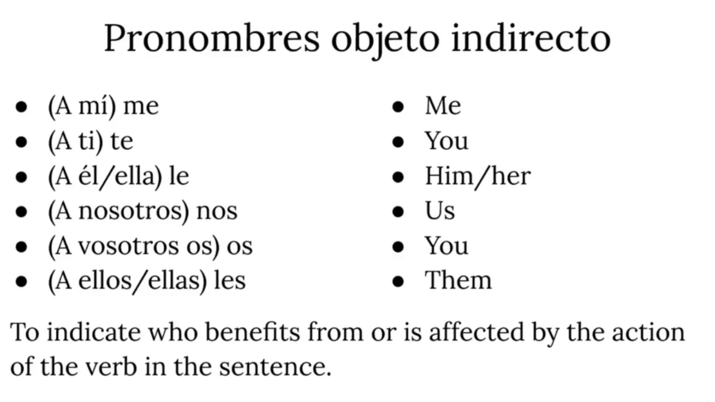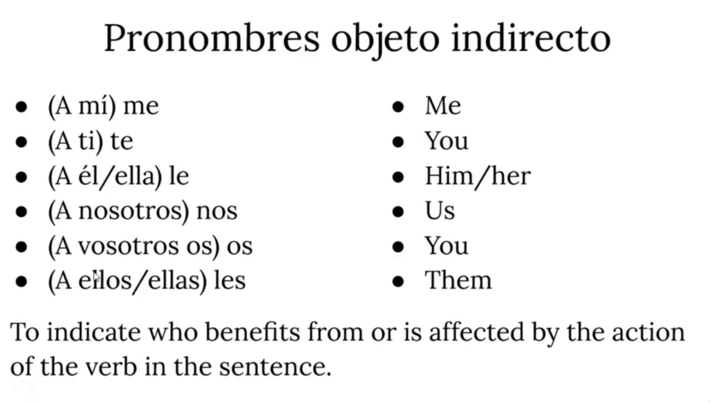What are these pronouns? You see them here: me, te, le, nos, os, les. In addition to that, in Spanish, we can also add these little words here: a mí, a ti, a él o a ella, a nosotros, a vosotros, a ellos o a ellas. So why are they in brackets? Because we can say them or omit them. It doesn't change anything. According to your preference, you can say them or not.